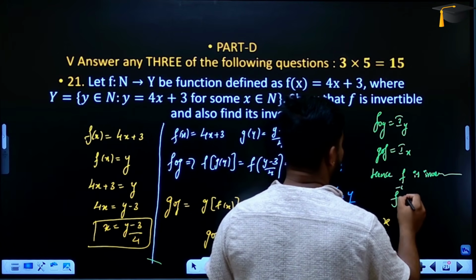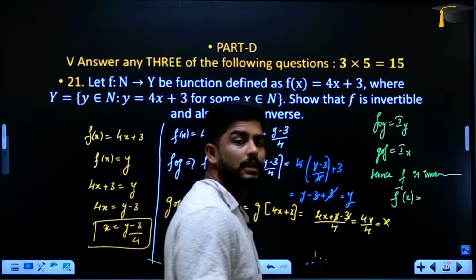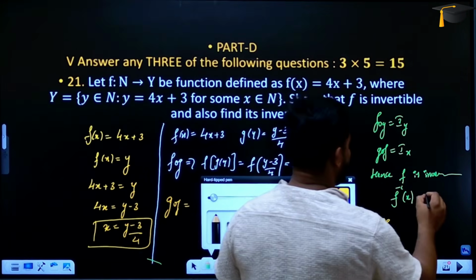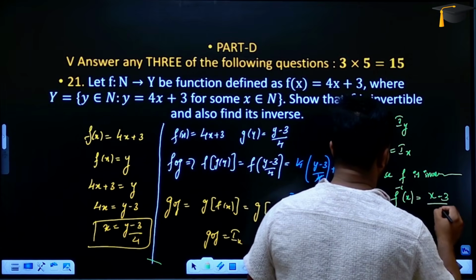F inverse of x, you have to write that. F inverse of x is g of y. That is only f inverse of x. That is, you have to write in terms of x. So x minus 3 whole divided by 4.